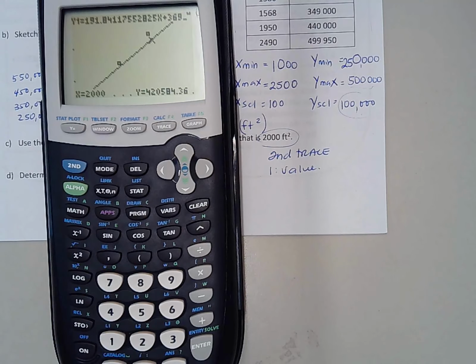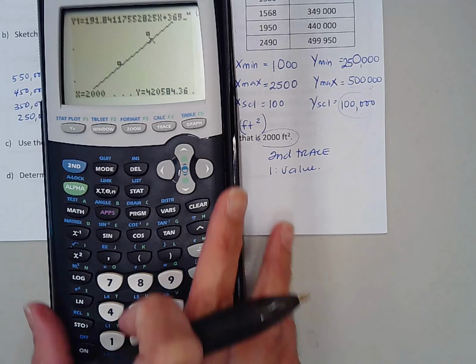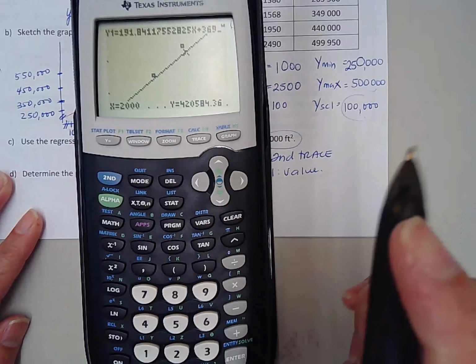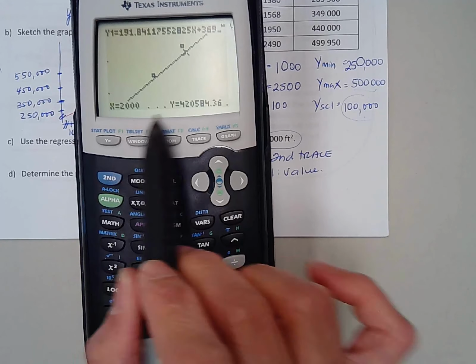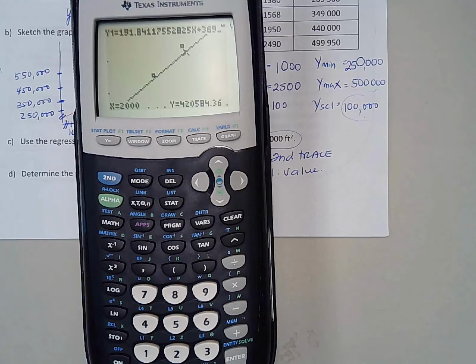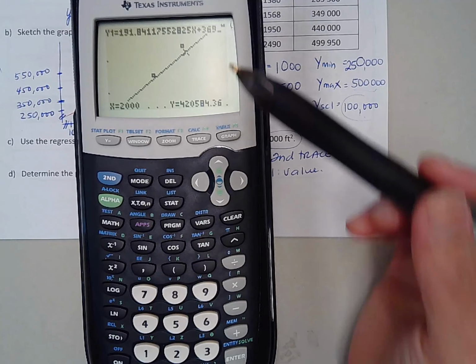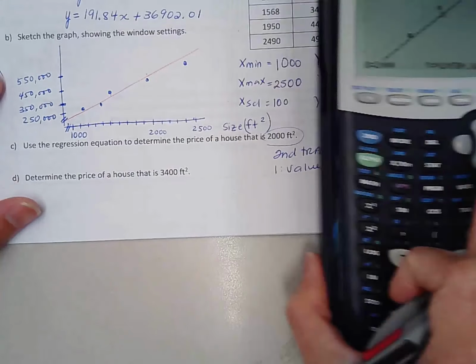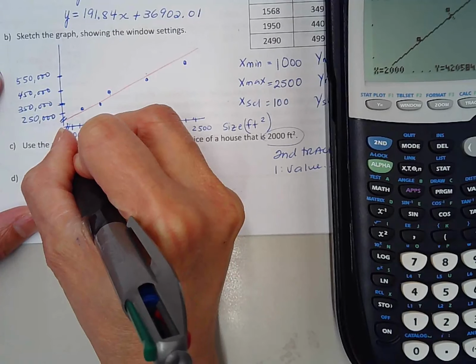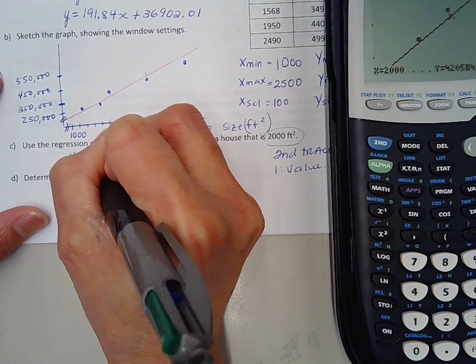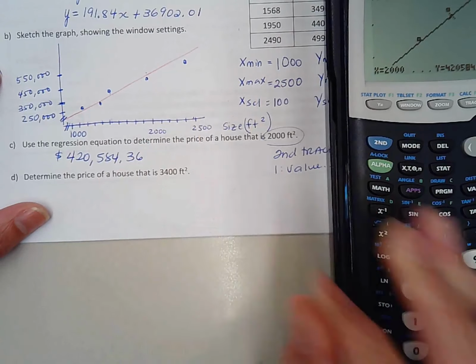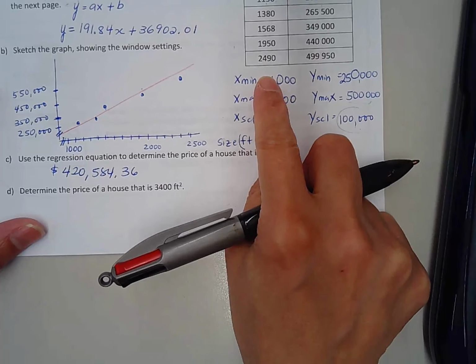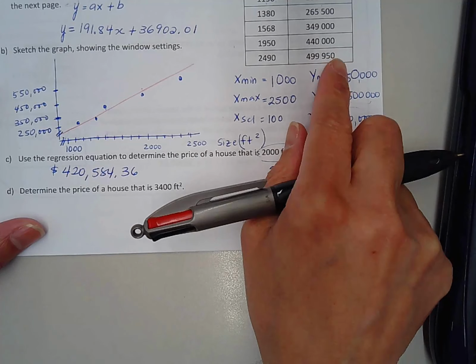Whoa! So if the house is 2,000 square feet, the price according to the linear regression is 420,584.36. Your x is given. They're giving us the x. We're trying to figure out the y.